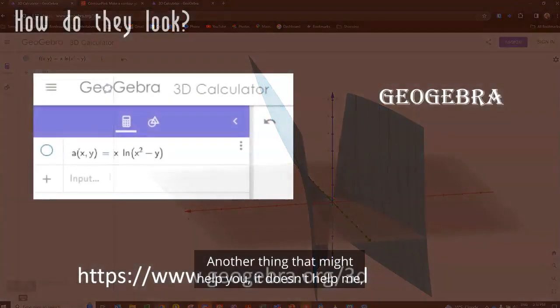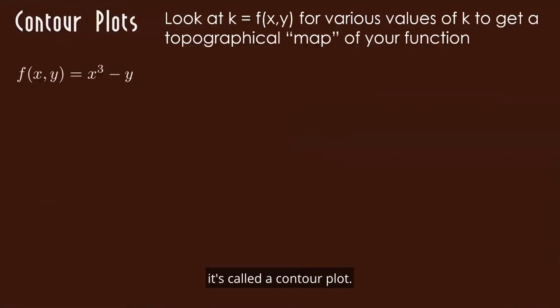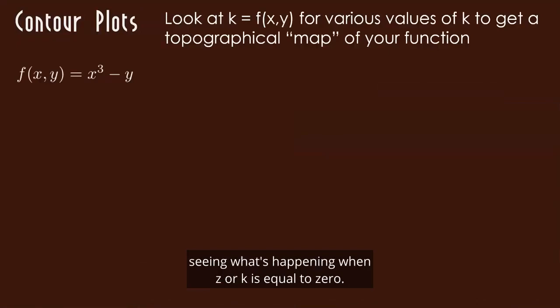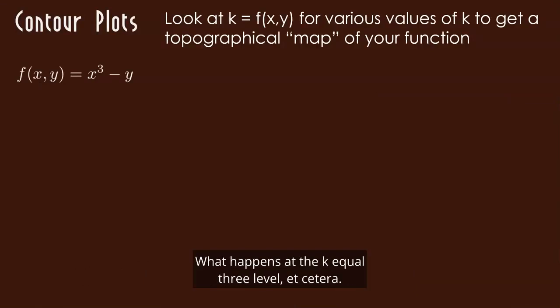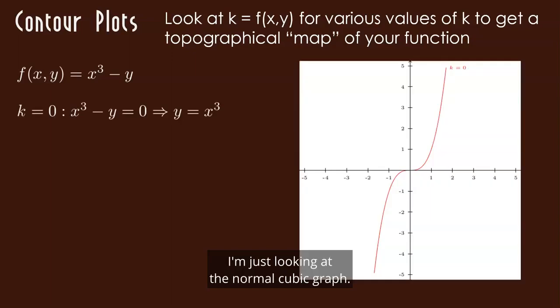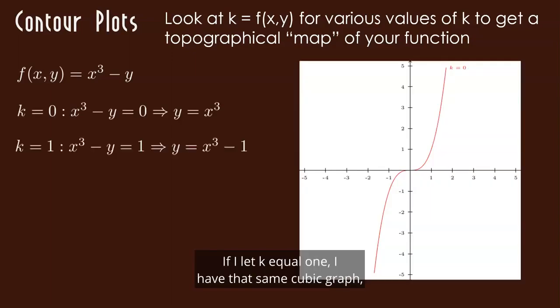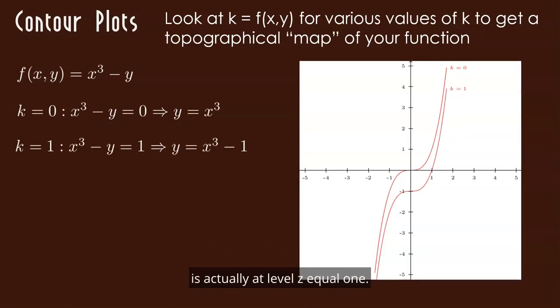Another thing that might help you, doesn't help me, might help you, to see what these graphs look like is called a contour plot. Think of it as you're basically slicing the function up, seeing what's happening when z or k is equal to 0, what happens on the k equals 1 level, what happens at the k equals 3 level, etc. So let's do this with the function x cubed minus y. If I let k equal 0, I'm just looking at the normal cubic graph. If I let k equal 1, I have that same cubic graph, but shifted down by 1. Now keep in mind, in the 3D picture, that line is actually at level z equal 1.